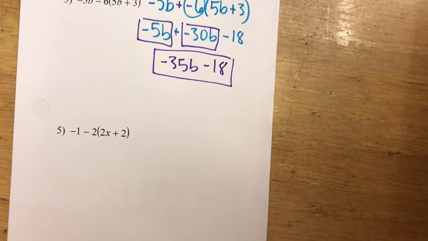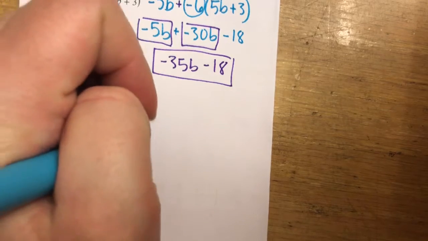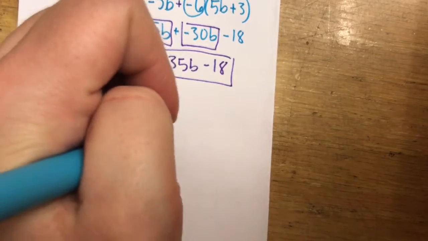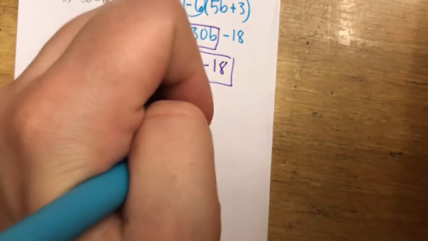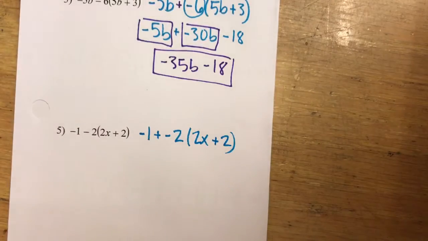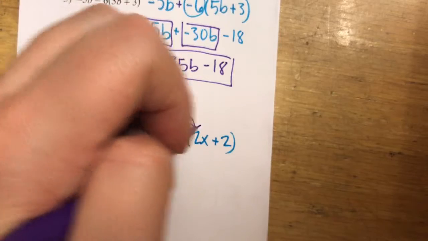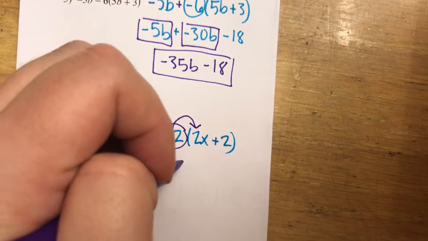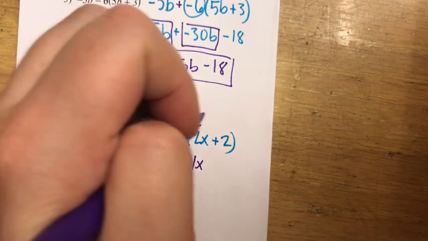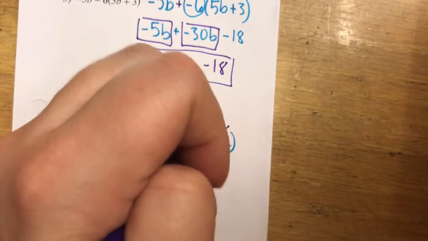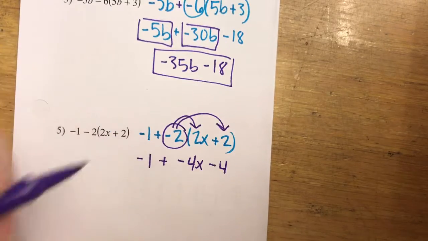And finally, our last problem here, we have negative 1 minus 2 times the quantity 2x plus 2. However, we can rewrite that as negative 1 plus negative 2 in parentheses 2x plus 2. So we start the problem by multiplying this negative 2 through. So negative 2 times 2x is negative 4x. Negative 2 times 2 is negative 4. Of course, bring down that negative 1.